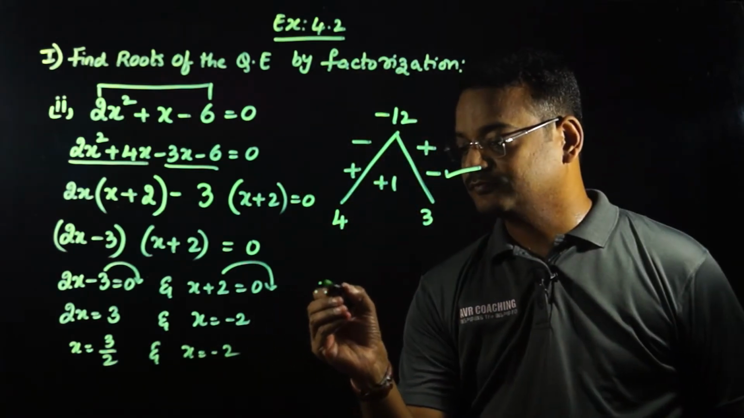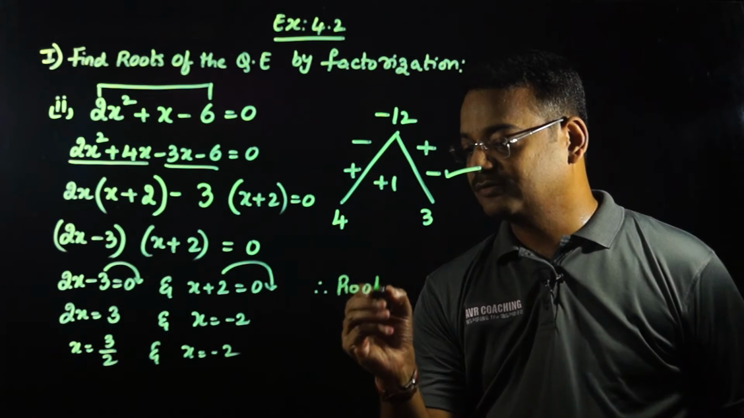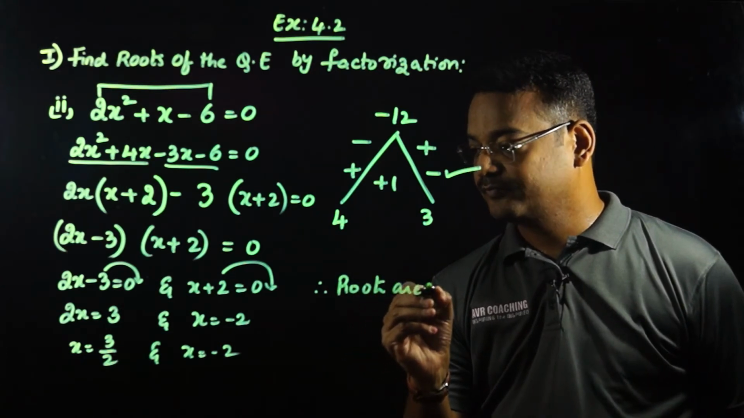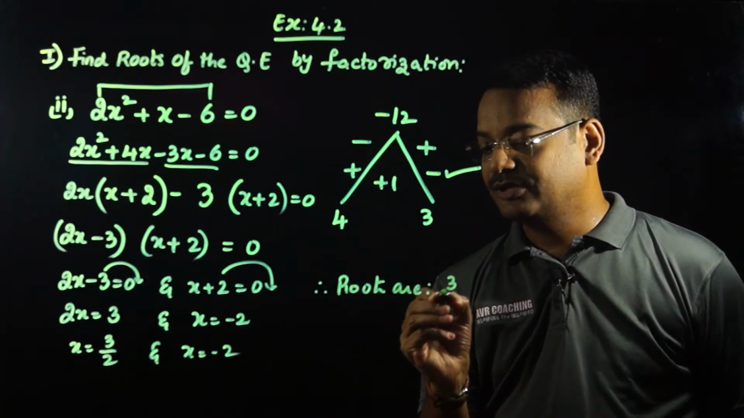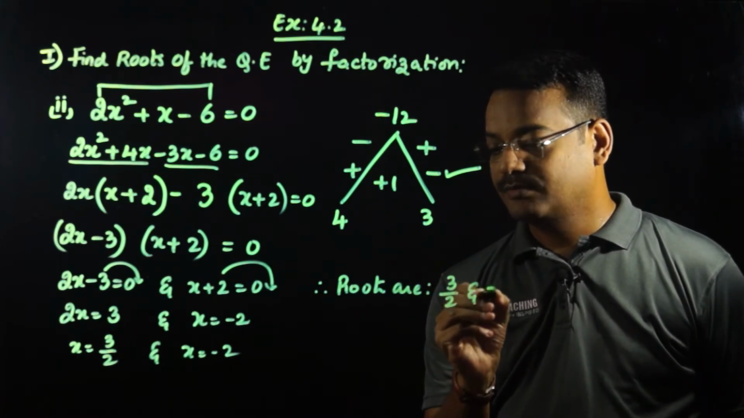Therefore, roots are 3 by 2 and minus 2.